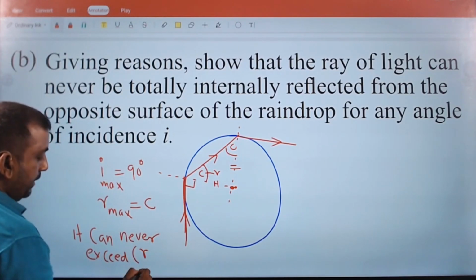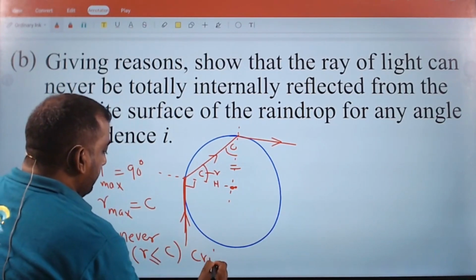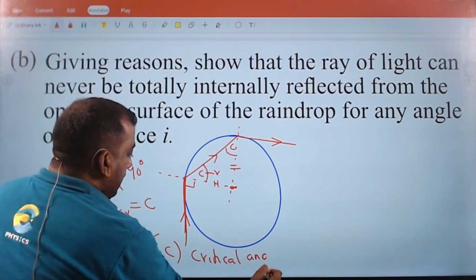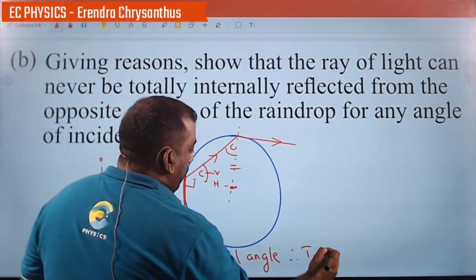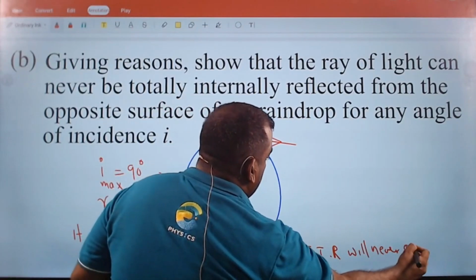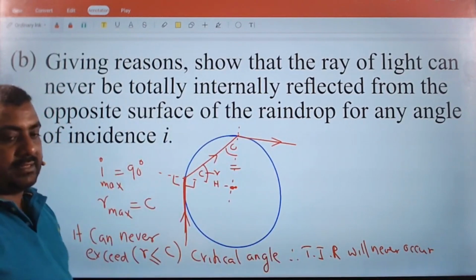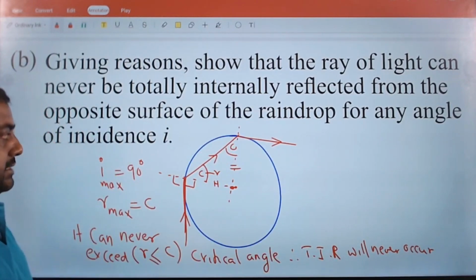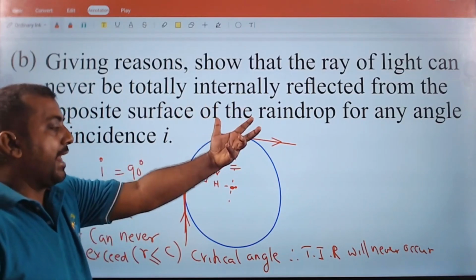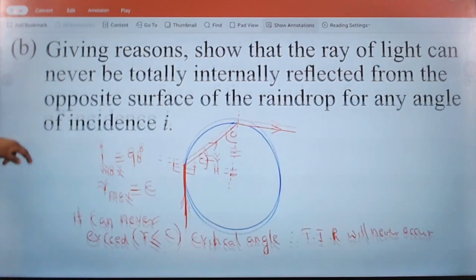That means R can never exceed, always less than or equal to C, the critical angle. Therefore, total internal reflection will never occur. So I have shown that for the maximum possible angle of incidence, the maximum possible refraction angle is C. This can never exceed the critical angle, so total internal reflection can never take place. Okay.